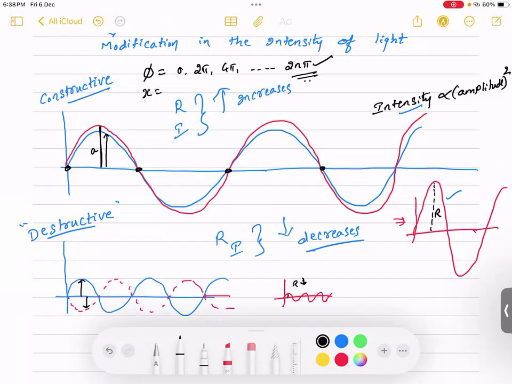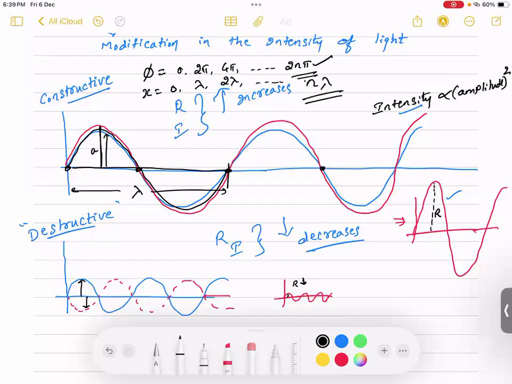Can you tell me the path difference in terms of distance? For one complete wave, it starts from 0. For 2 pi, what is the distance? What is this called? Wavelength. Very good. So 2 pi is lambda, 4 pi is 2 lambda. Like that, the last number will be n lambda. So what is the condition for the phase and the path for constructive interference? Phase must be equal to 2n pi. Path must be equal to n lambda.